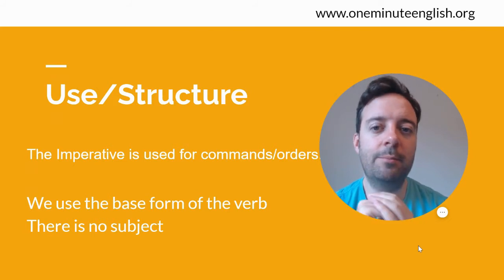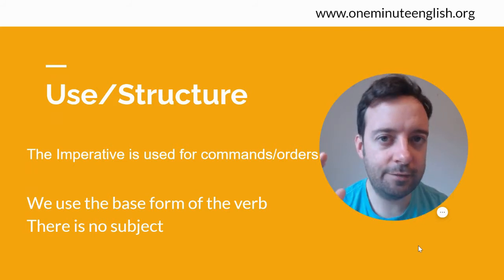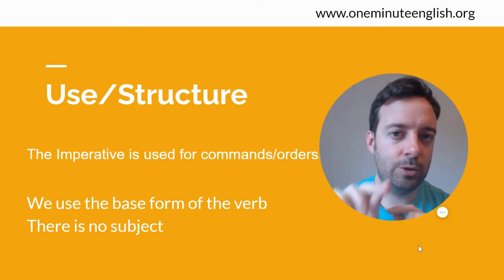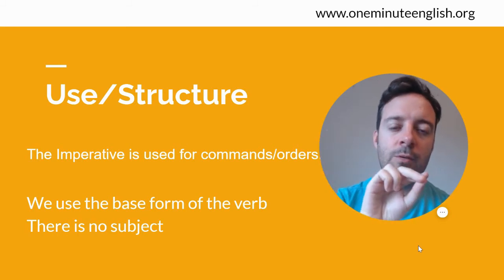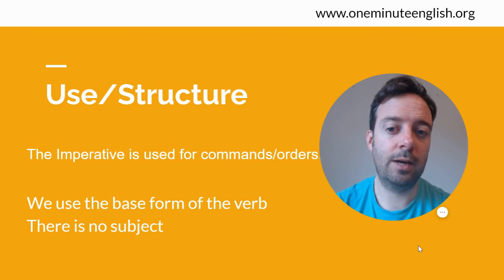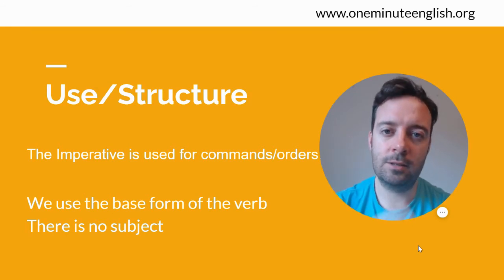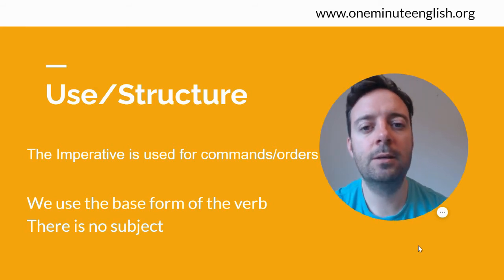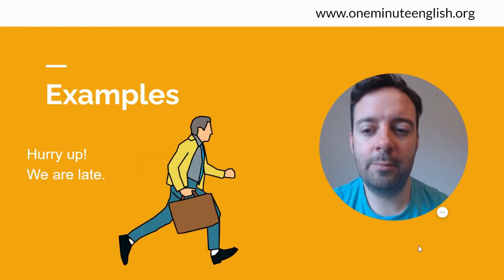So what does that mean? We use the base. It's like the infinitive, but there's no to, right? So to do, it's just do, and there is no subject. You don't need to say you. It's just do your homework. Let's look at some examples.